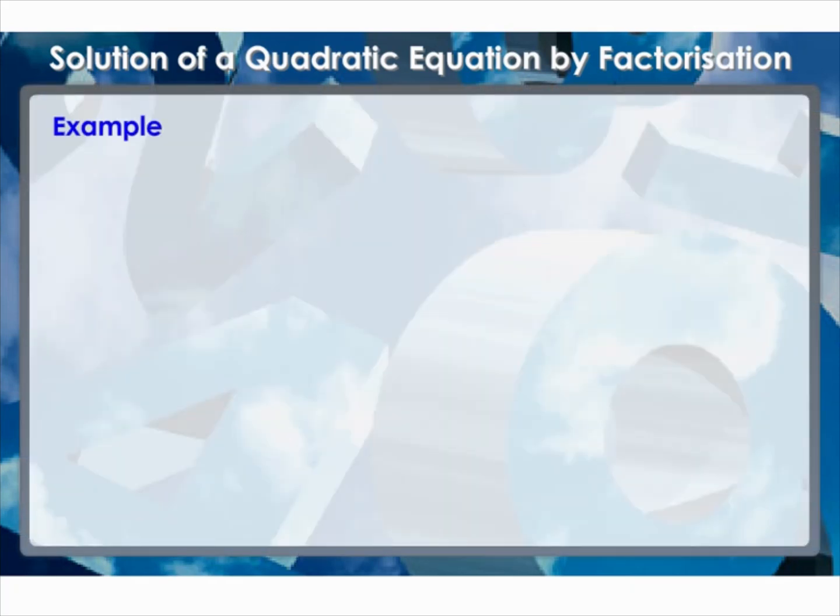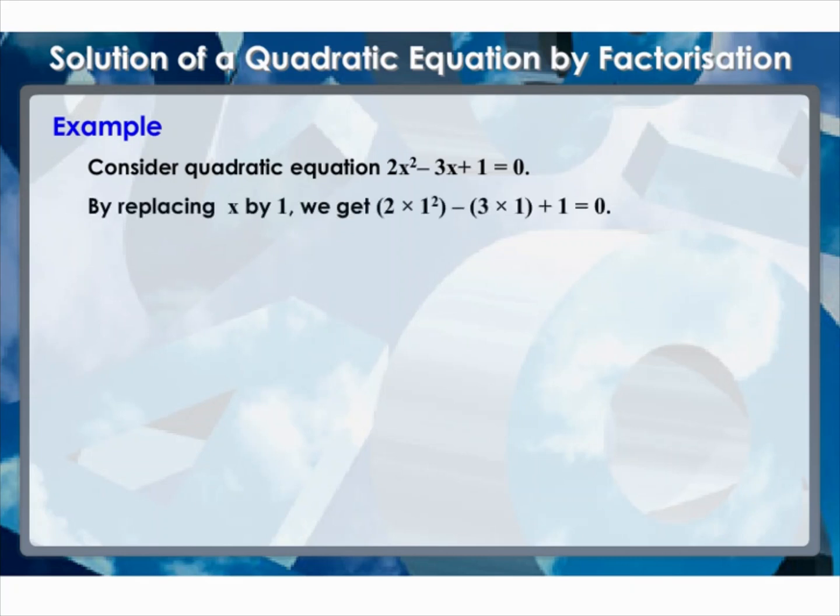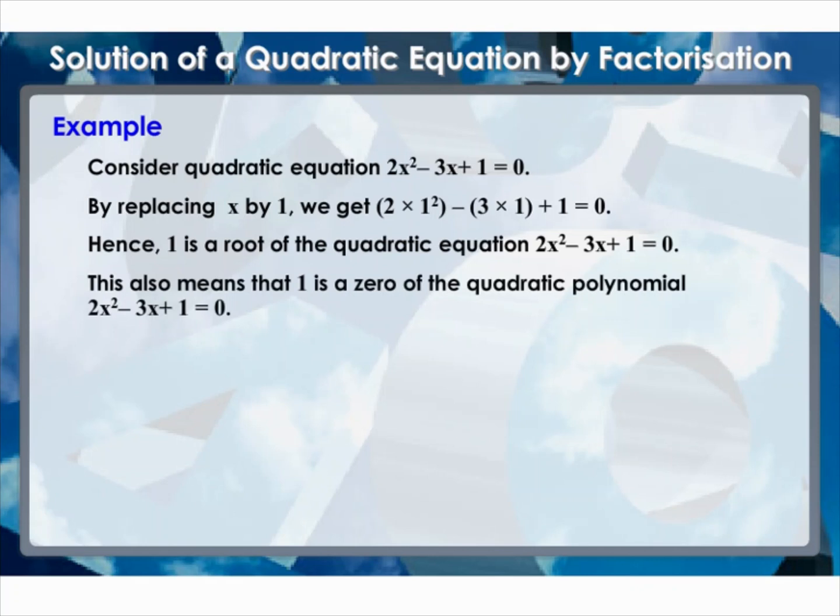Now we are able to identify whether the given equation is a quadratic equation or not. Let's find the solution of a quadratic equation by factorization. Consider the quadratic equation 2x squared minus 3x plus 1 equal to 0. By replacing x by 1, we get 2 into 1 square minus 3 into 1 plus 1 is equal to 0. Hence, 1 is a root of the quadratic equation 2x squared minus 3x plus 1 equal to 0. This also means that 1 is a zero of the quadratic polynomial 2x squared minus 3x plus 1.